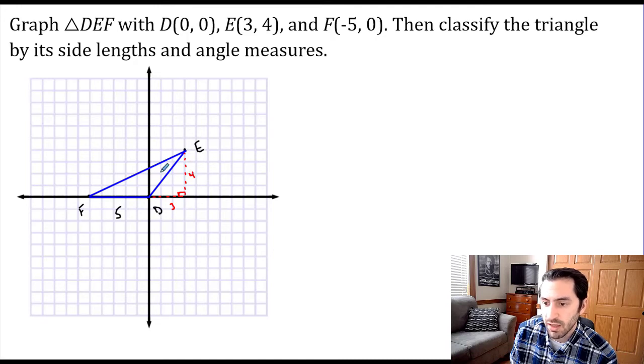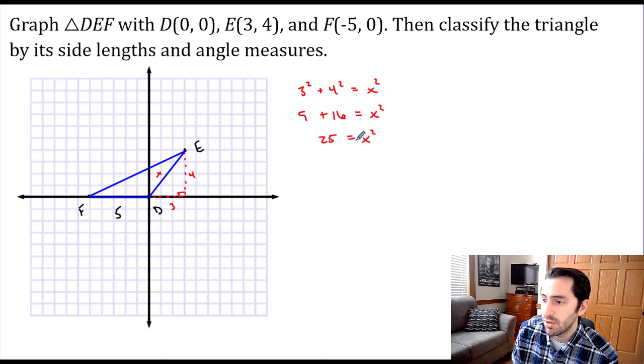So then to find the length of DE, we can use the Pythagorean theorem. 3 squared plus 4 squared is equal to my hypotenuse squared. So that's going to be 9 plus 16 is equal to x squared. So that's 25 is equal to x squared, and taking the square root of both sides, we end up with the hypotenuse DE is 5 units, which is great.